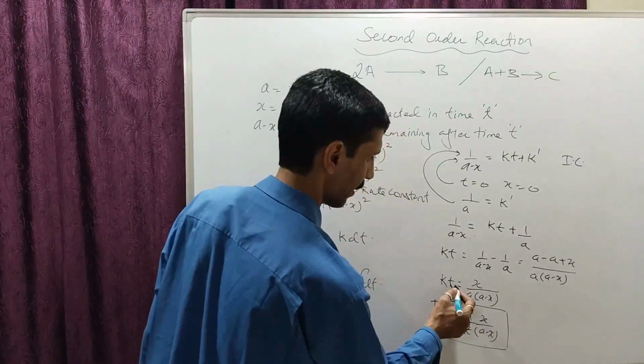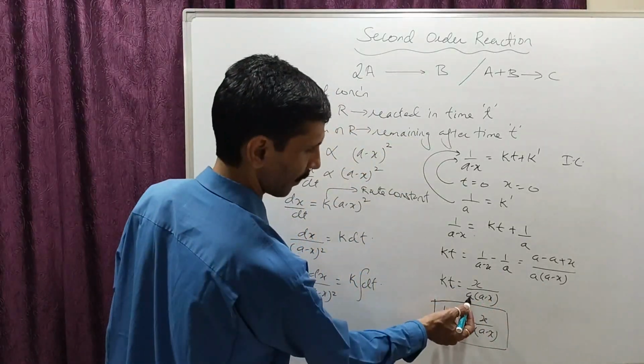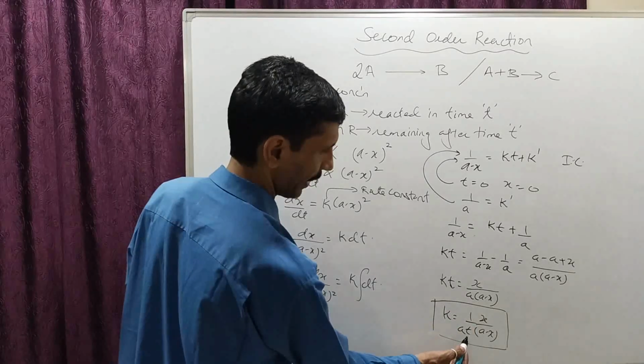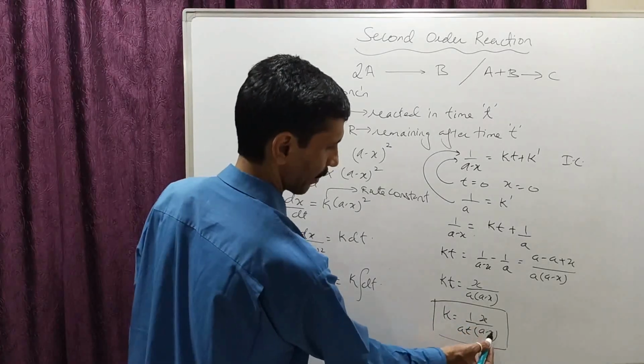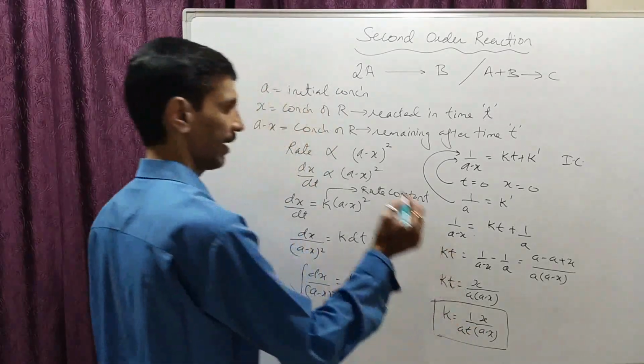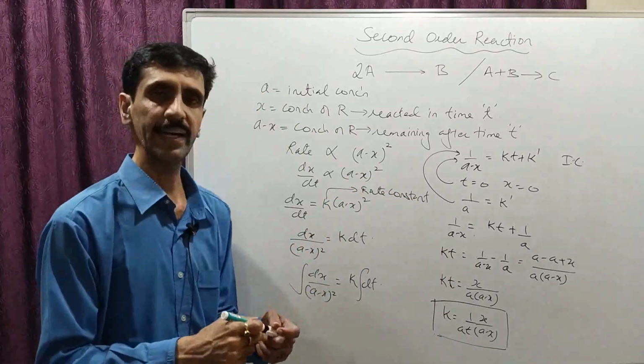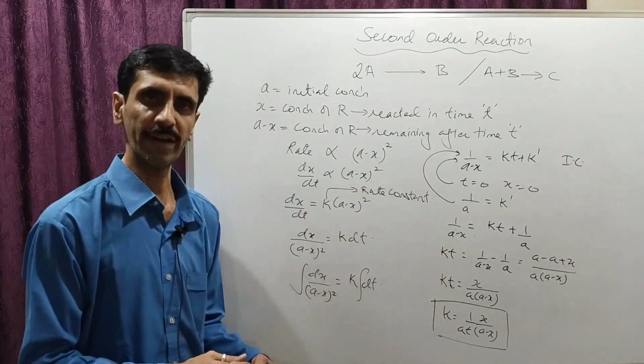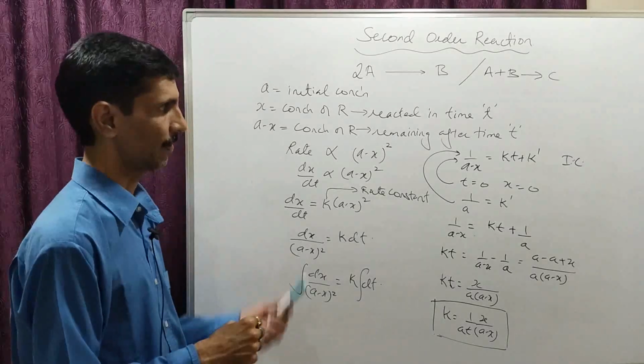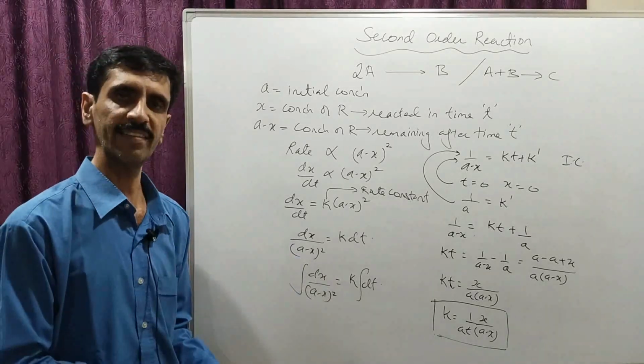Okay, I am bringing t to the right hand side, so I will bring it over here along with A. So 1 upon t into A into x upon A minus X. This, my dear friends, is the integrated rate law expression for the second order reaction. So I hope you have understood this very well.